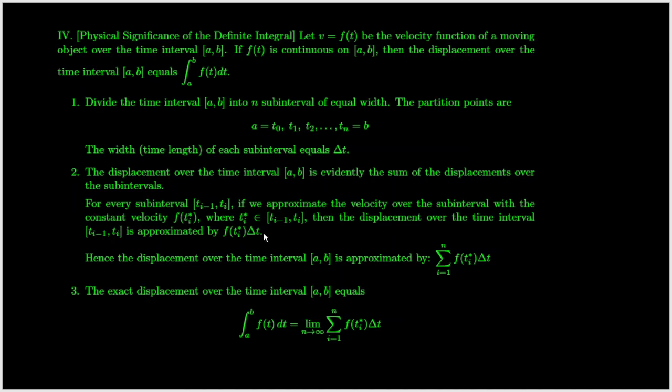So the displacement over the tiny subtime interval is approximated by the constant velocity f of ti star times delta t, the time elapsed. Hence, the displacement over the time interval from A to B is the total of all such approximations. It's a Riemann sum. So we can see the larger the value of n, the better the approximation. So the exact value can be computed using the limit of the Riemann sum as n approaches infinity, which is the definite integral of the velocity function from A to B.